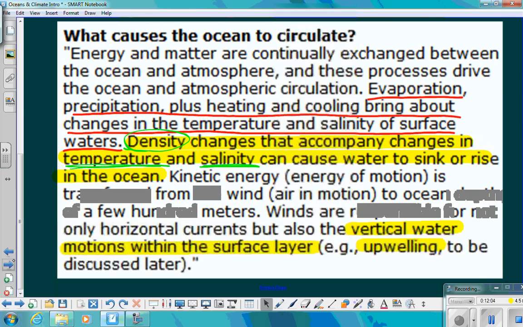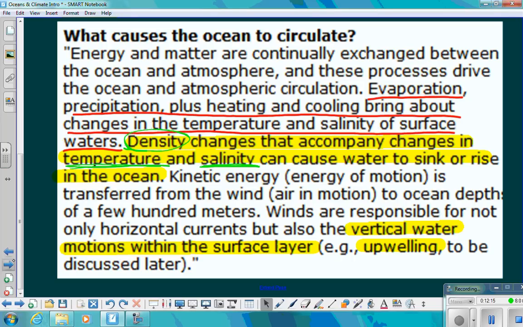Let's talk about why the waters move in the ocean. Energy and matter are continually exchanged between the ocean and the atmosphere, and these processes drive the ocean and the atmospheric circulation. Evaporation and precipitation plus heating and cooling bring about the changes in the temperature and salinity of surface waters. Density changes that accompany the changes in temperature and salinity can also cause water to sink and rise in the ocean. Later on, we're going to talk about upwelling, and that's that vertical movement, that up and down movement within the surface layers of the ocean.